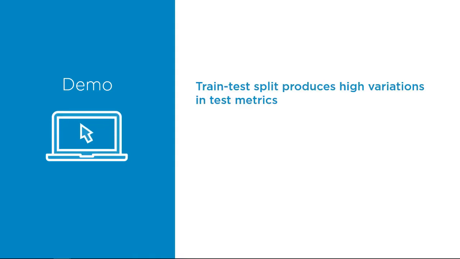Earlier, we did train test split and observed that there could be huge variations in test metrics depending on which observations are part of the test set. To avoid the high variance test error, a better way would be to run train test split multiple times on each section of the data and average the test error. This is the idea behind cross-validation.